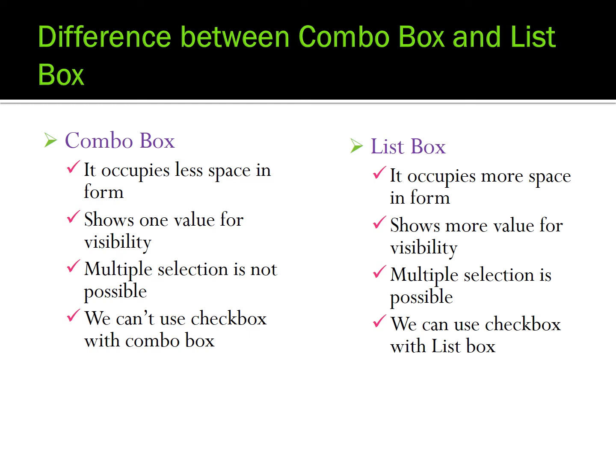Let's see the difference between combo box and list box. Combo box occupies less space in the form, list box occupies more space in the form. Combo box shows one value for visibility, list box shows more values for visibility. Multiple selection is not possible in combo box, multiple selection is possible in list box. We can't use checkbox with combo box, we can use checkbox with list box.